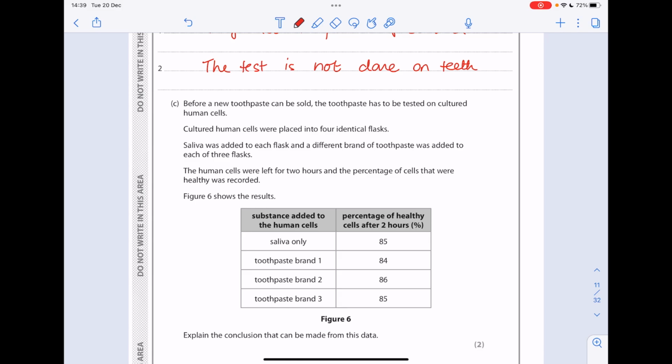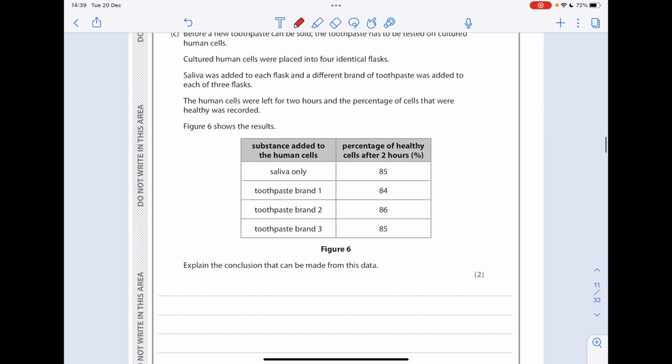Before new toothpaste can be sold, the toothpaste has to be tested on cultured human cells. Cultured human cells were placed in 4 identical flasks. Saliva was added to each flask and a different brand of toothpaste was added to each of the 3 flasks. The human cells were left for 2 hours and the percentage of cells that were healthy were recorded. Explain the conclusion that can be made from this data.